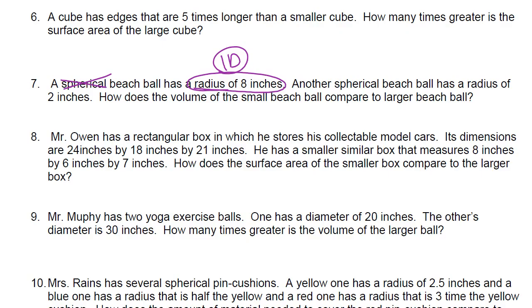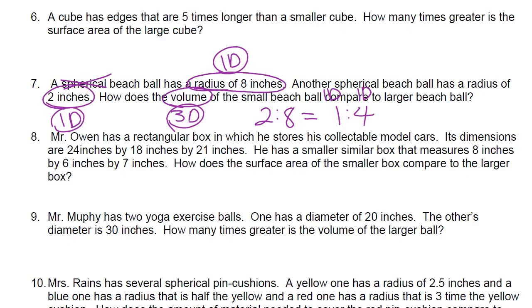All right. Another spherical beach ball has a radius of 2 inches. Also a radius, also 1D. How does the volume, stop right there. How many dimensions? 3D. How does the volume of the small beach ball compare to the volume of the larger? When you hear compare, what does that bring to mind? Ratio. Yeah, very good. So we want the small to the large. Remember, it doesn't really matter to me which one you put first. I'm going to put 2 to 8. Now, before I do anything to that 2 and that 8, I always like to reduce it. What does that reduce to? 1/4. Okay. So I've got 1 to 4.